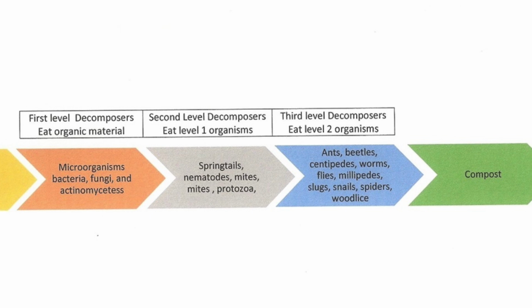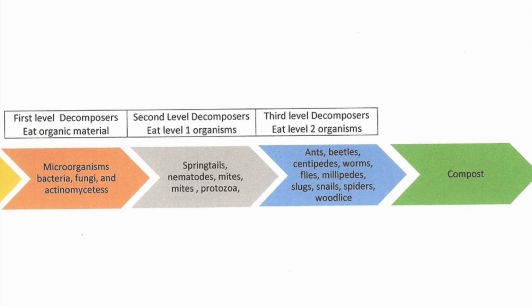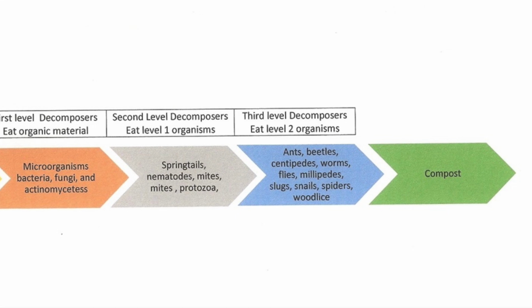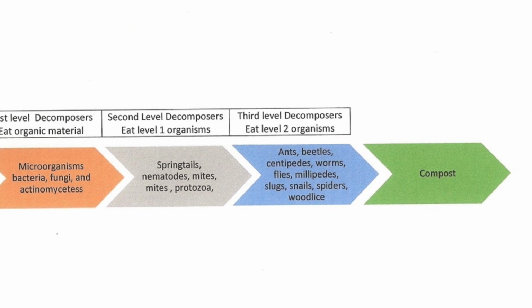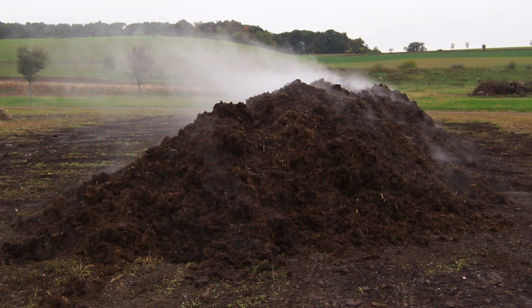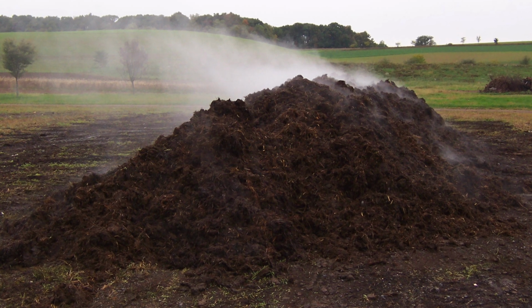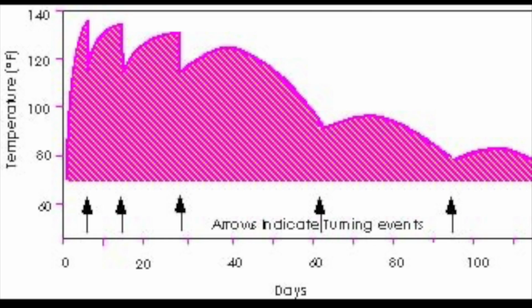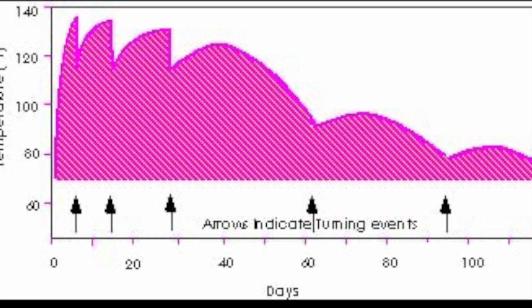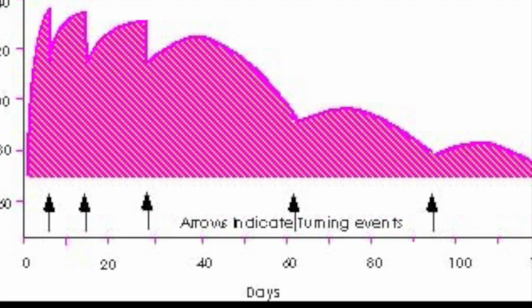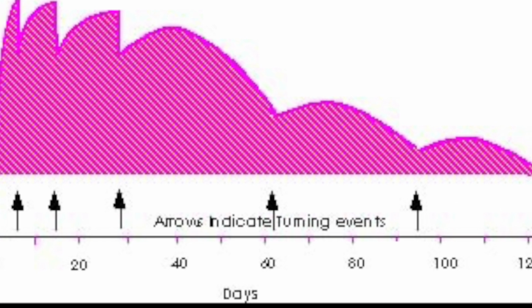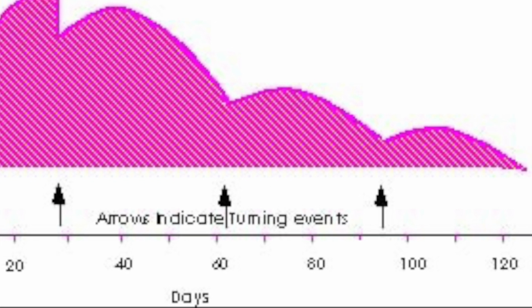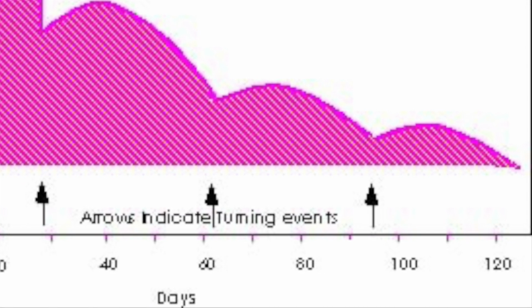A complex community of microorganisms feeds on these composting materials, breaking them down and releasing valuable plant nutrients. As the microorganisms feed, the temperature of the compost increases. Temperatures during the peak of compost decomposition can reach 130 degrees Fahrenheit or higher. As more material breaks down, the temperature of the compost will eventually drop to the surrounding air temperature.